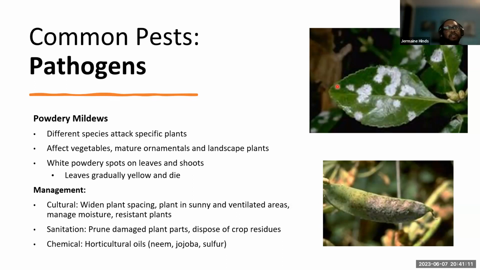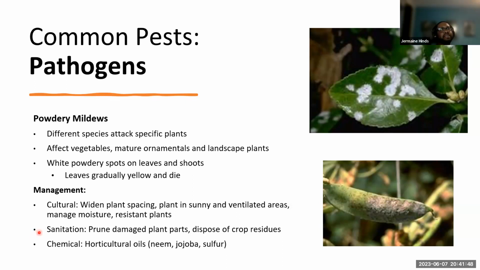And so some of the management around this is cultural. So, powdery mildew, it's a type of fungus or type of mold. So molds like moisture, right? And so cultural practice could be widening plant spacing so that airflow can get between plants to reduce the humidity, reduce the ability for fungi to get in and take place. Plant in sunny and ventilated areas, managing moisture, using resistant varieties of plants can all be some of those early considerations that you put in place when thinking about powdery mildew.